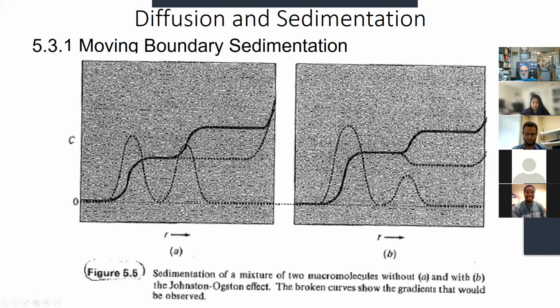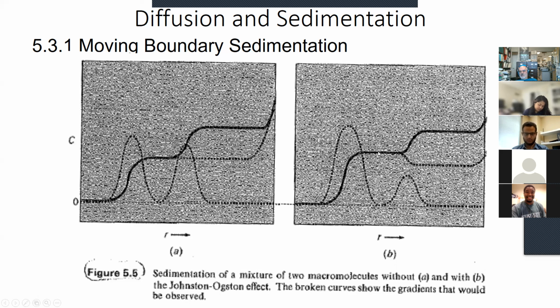This is a situation where there is no non-ideality, so-called no Johnson-Ogston effect. In the second example, there's a Johnson-Ogston effect, and you'll notice that the area under the curve, the concentration of the slow boundary, is higher than in the figure on the left. And there seems to be more material on the left than there is on the right here.